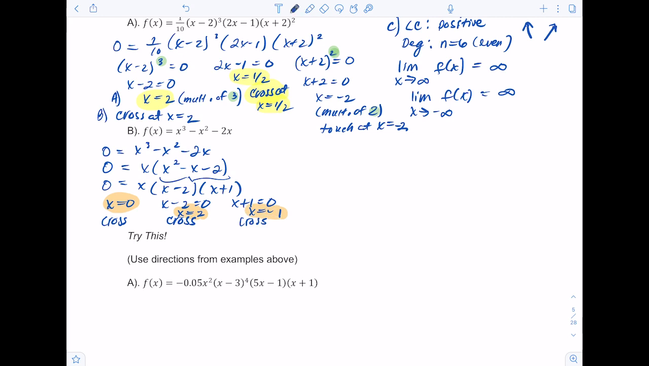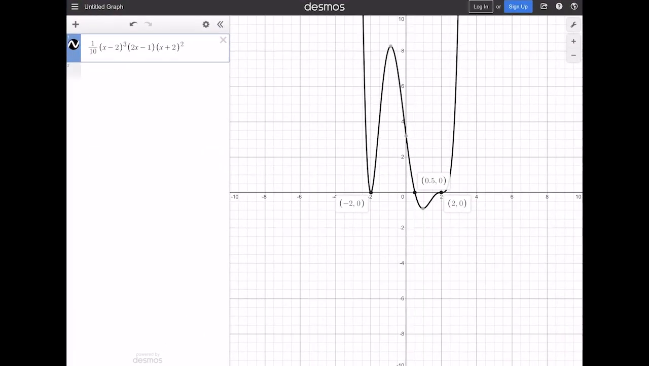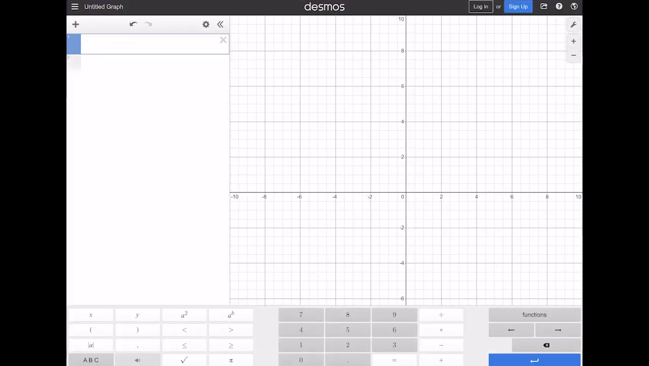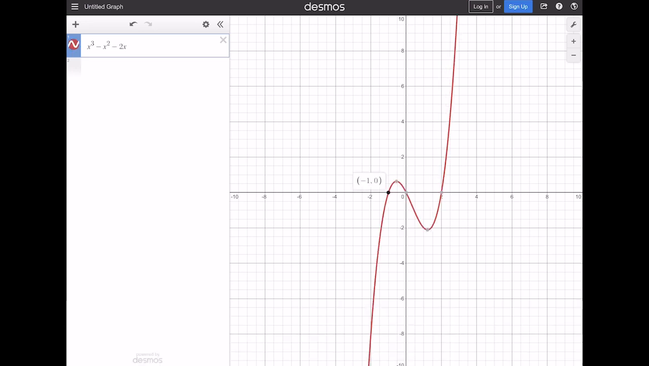So if we were to actually graph that, you'll see. So if I plug in here, I have my x cubed minus x squared minus 2x. You can see at each of those zeros or x-intercepts, the graph goes right through and crosses. Also, take a look at the end behavior. It is going in opposite directions, right? And that makes sense because our degree is a 3.